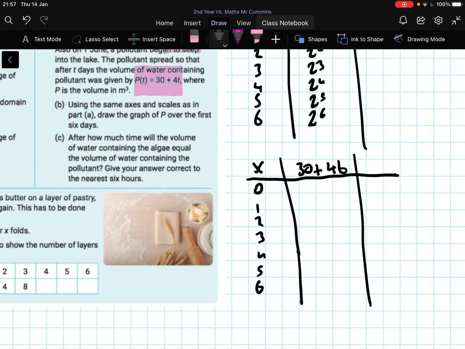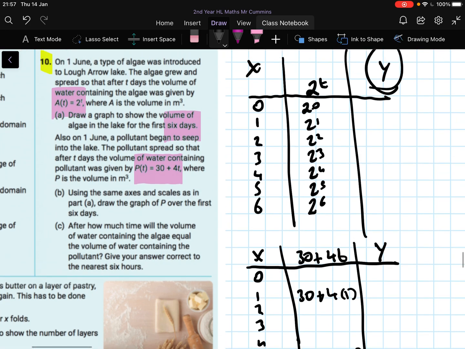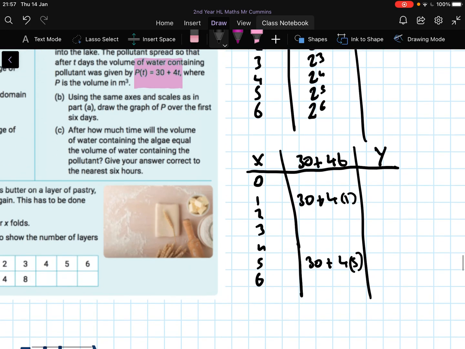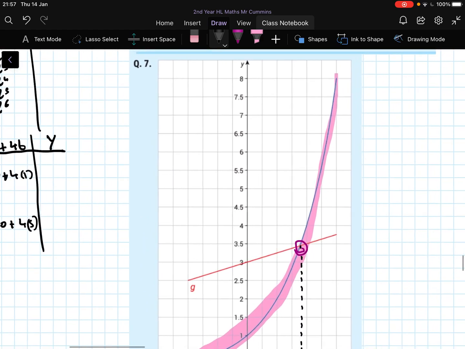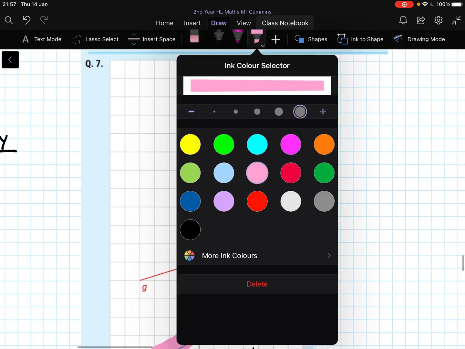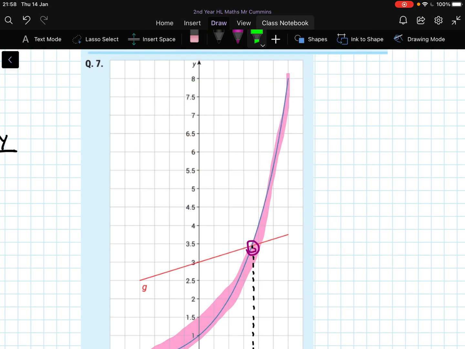And you're going to sub in, I'll do one for you, 30 plus 4 times 1. Down here is going to be 30 plus 4 times 5. And that is going to give you your y value over here. So you're going to have a set of couples for your curve up the top, and then you're going to have a set of couples for your line. And then in the solution, the second function table we just did gives you this line here.